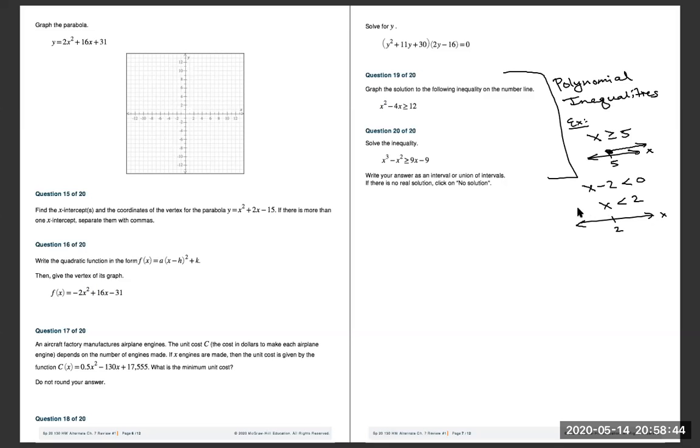2 is my boundary value, hole here. Okay, so remember holes and points. We use a hole when we have a greater than or less than sign. We use a point when we use a greater than or equal to or less than or equal to sign.